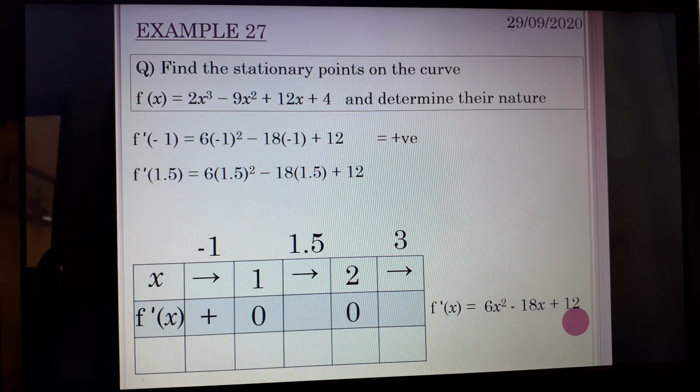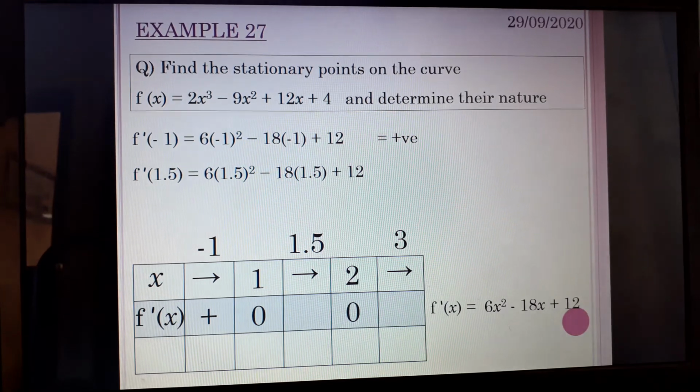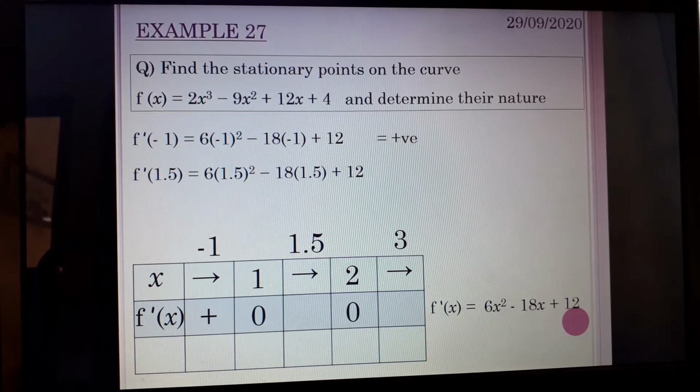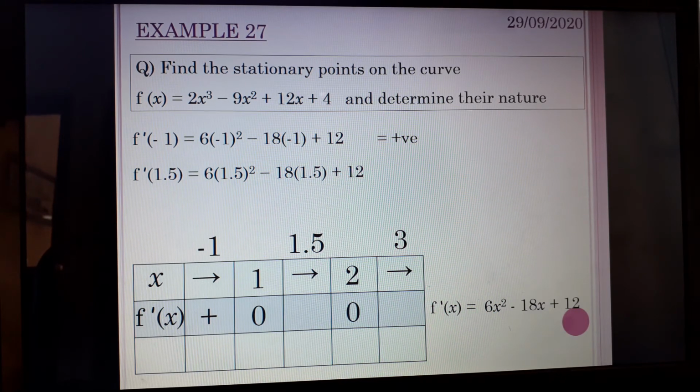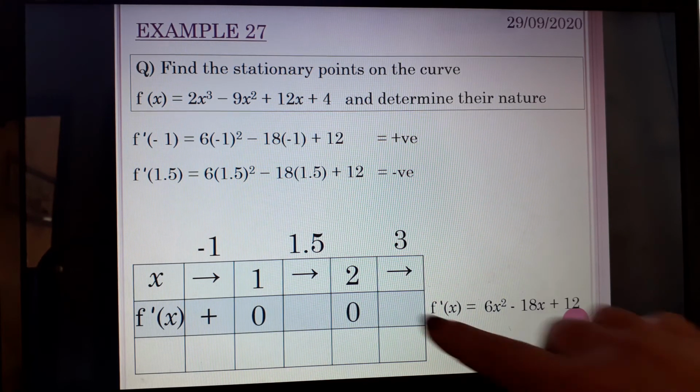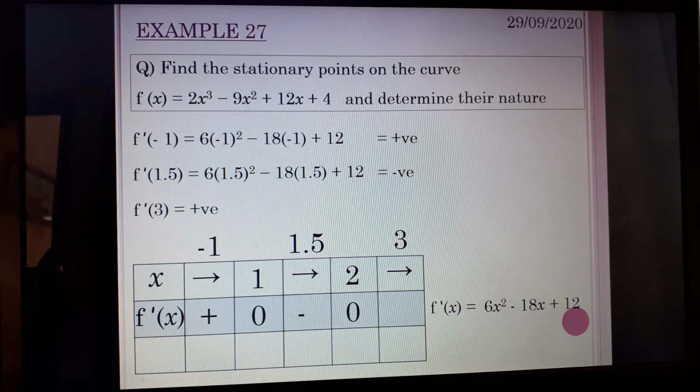Now this one's a bit more tricky, so we have to be careful with this one. Okay, so we've got 1.5 going in here. So we put 6 times 1.5 squared, take away 18 times 1.5 plus 12. That turns out to be a negative value. So we don't need the actual number, we just need to put a negative sign in there.